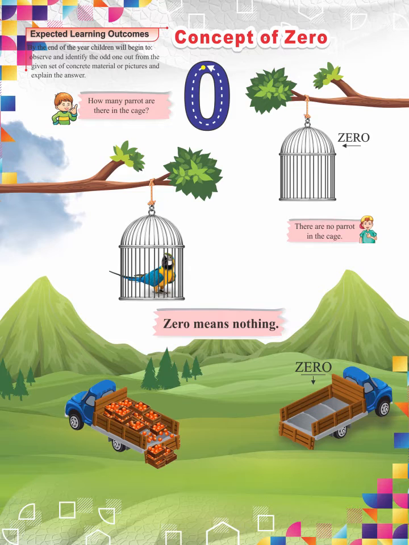On the left side of the page, you see the truck loaded with oranges. But on the right side of the page, you see no oranges, or 0 oranges, in the truck. The truck has 0 oranges.